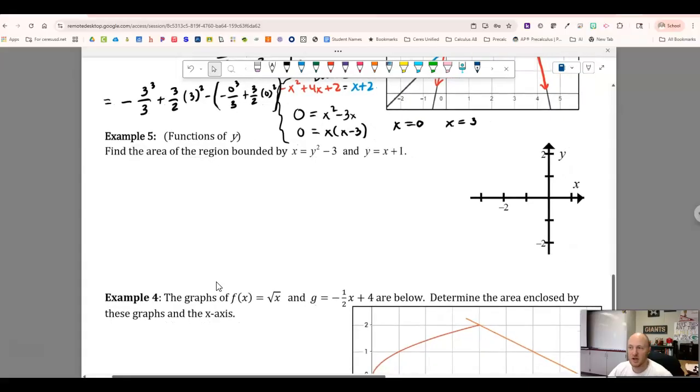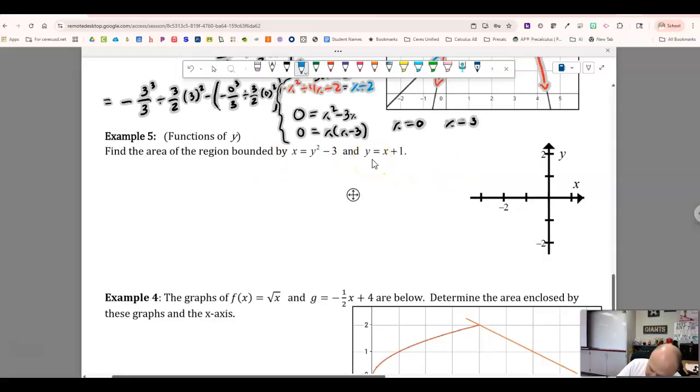The first one is functions of y. Sometimes we are asked to integrate with respect to the y-axis, or our functions are laid out in such a way that I don't really have a top minus a bottom, but I have a right versus a left. And so I'll go ahead and show you that here.